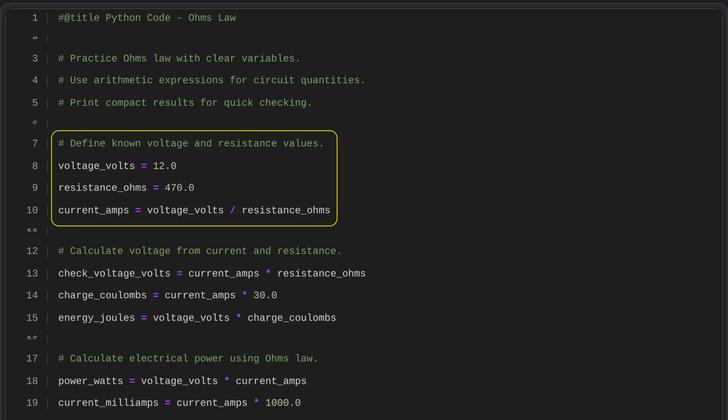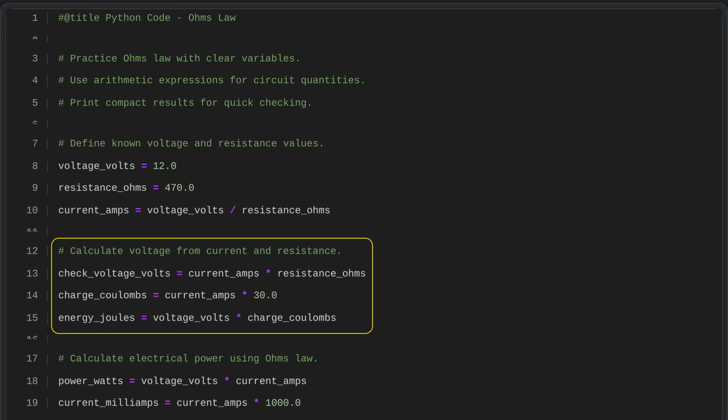Using Ohm's law, the current in the circuit is found by dividing the voltage by the resistance. With a voltage of 12.0 volts and a resistance of 470 ohms, this gives the current flowing through the circuit in amps. Use the current and resistance to calculate the voltage, then compare it with the known value to check consistency. Next, multiply the current by 30 seconds to find the total charge that flows. Finally, multiply the voltage by that charge to determine the circuit's energy use in joules.